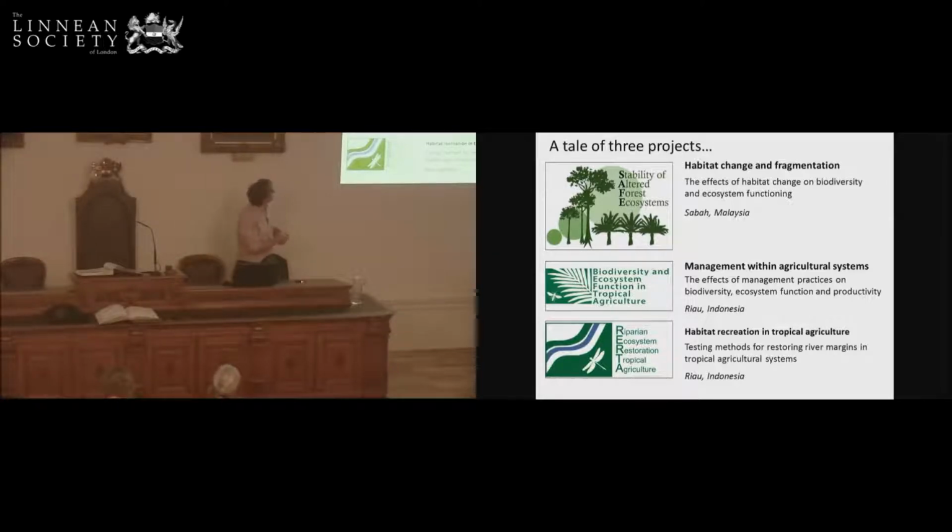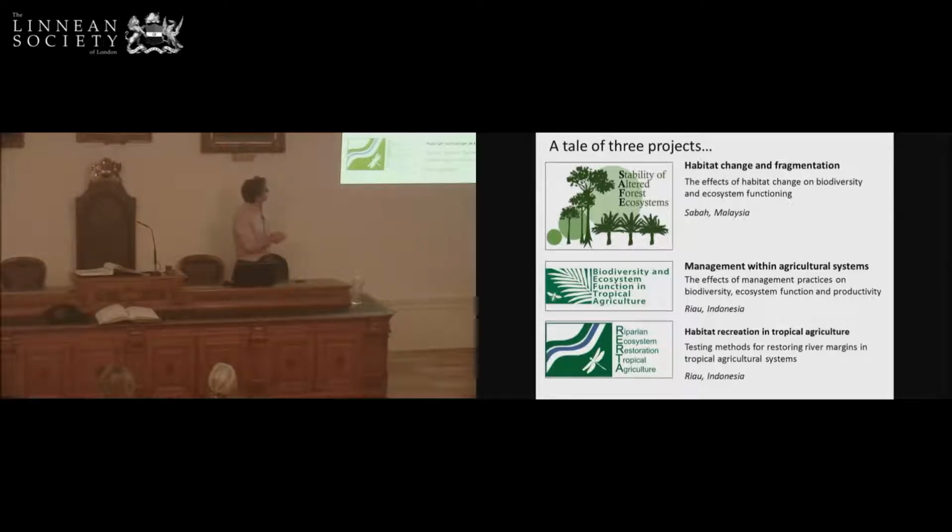The first is a project which is really based out of Imperial, but we do research in it as well. It's called the Stability of Altered Forest Ecosystems Project. This is a forest fragmentation project, and it's really looking at some of the impacts of deforestation, of conversion of forest to oil palm plantation. And again, what impacts that has on ecosystem functions, on the way these ecosystems work. So this is habitat change in the raw. What happens when forests are first converted?